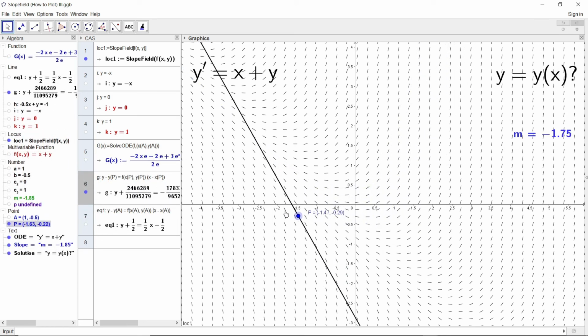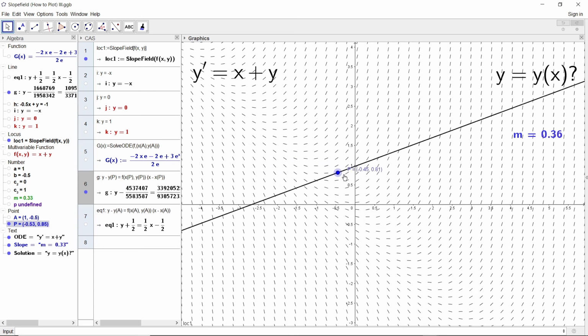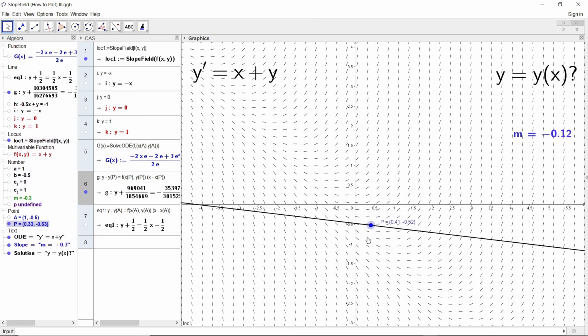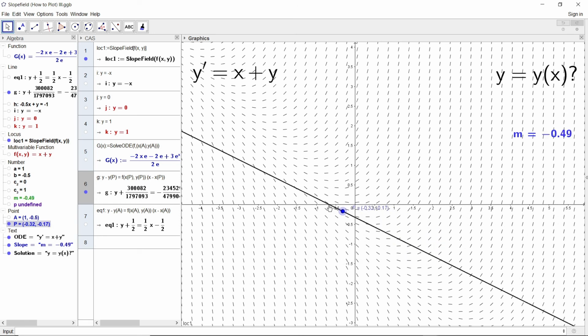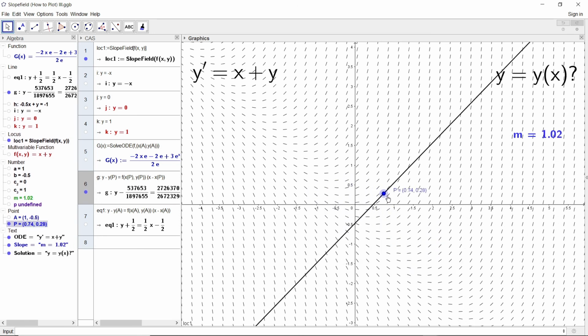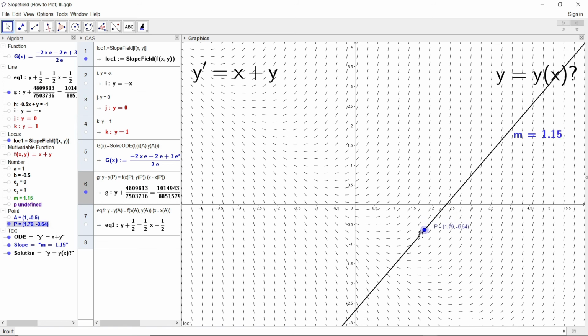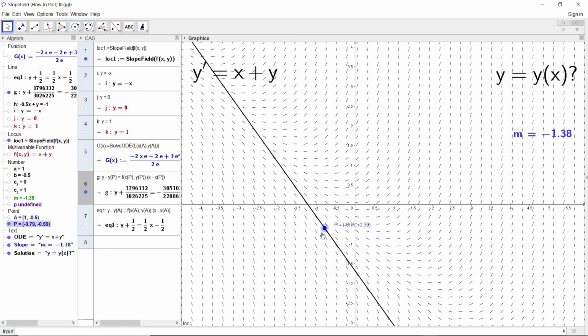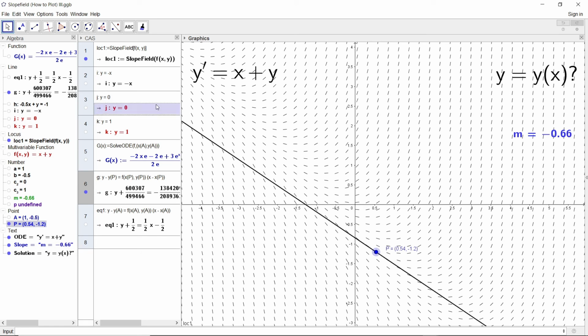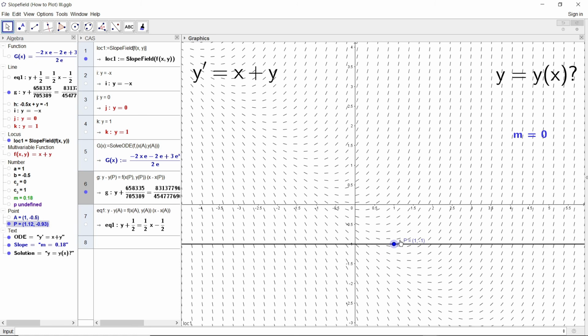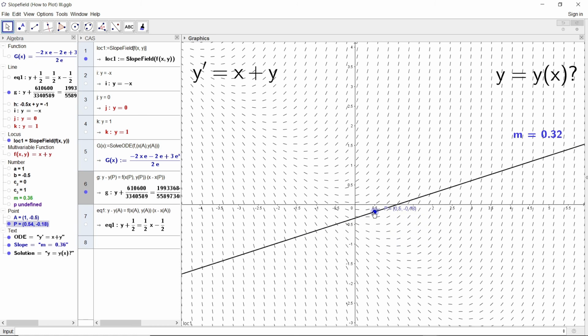As we see that the m value of the tangent line to the unknown solution is changing from point to point, we might ask whether there is a series of points where the m value remains constant. And this can be simply obtained from the differential equation itself. Since y prime is exactly m, if we keep this constant, then x plus y would be a constant. For example, we might ask, what are the series of points where the m value is 1?